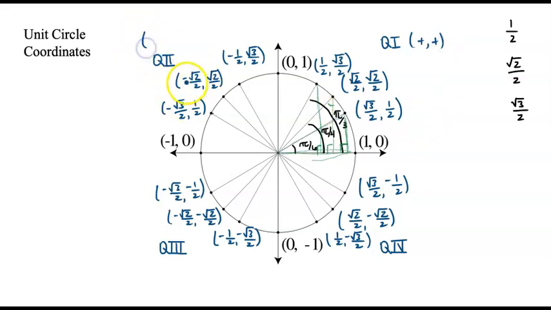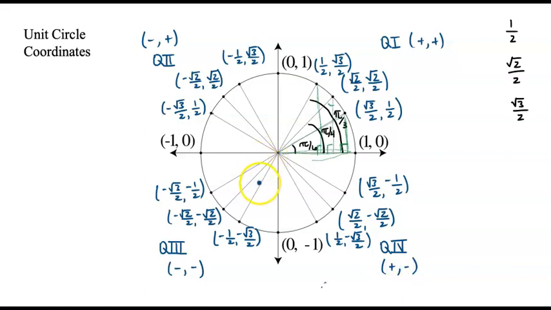Quadrant 2, we have a negative x value and a positive y value. Quadrant 3, we have a negative x value and a negative y value. And quadrant 4, we have a positive x value and a negative y value.